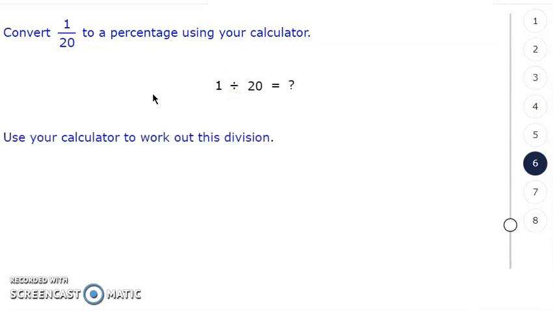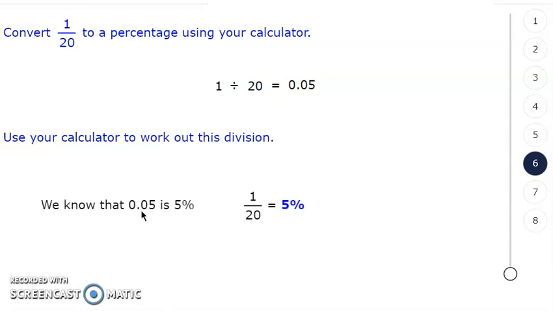1 by 20, that is 1 divided by 20, is 0.05. Use your calculator to work out this division. We know that 0.05 is 5%. So 1 by 20 is 5%.